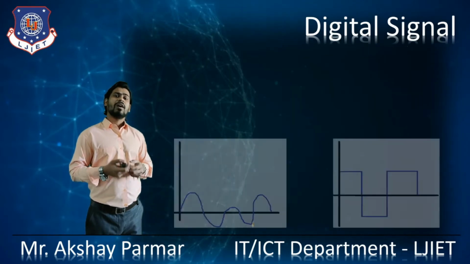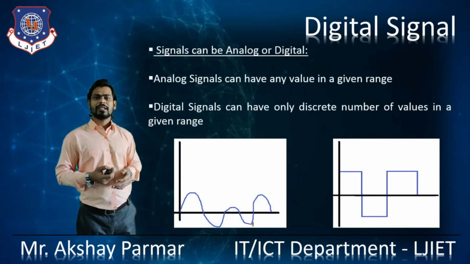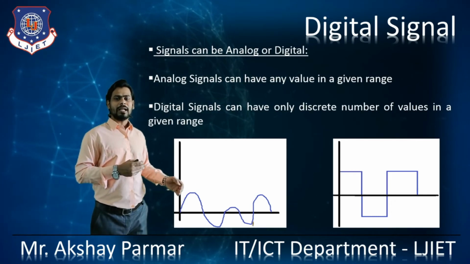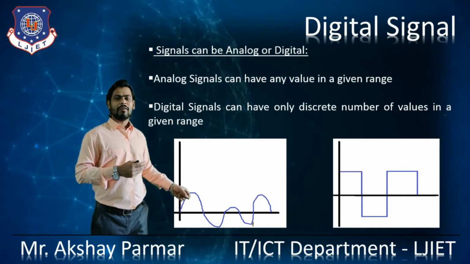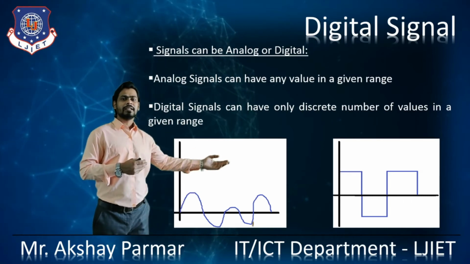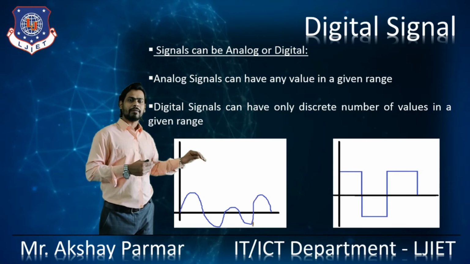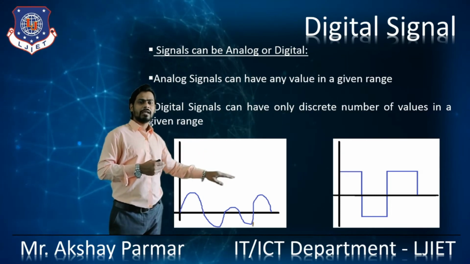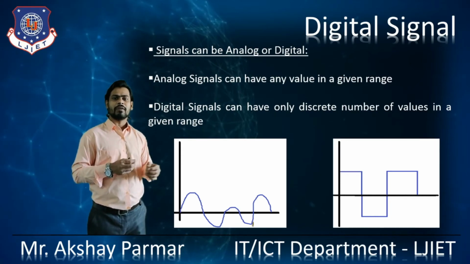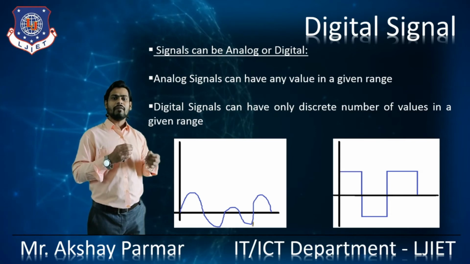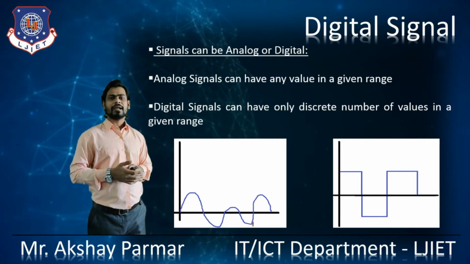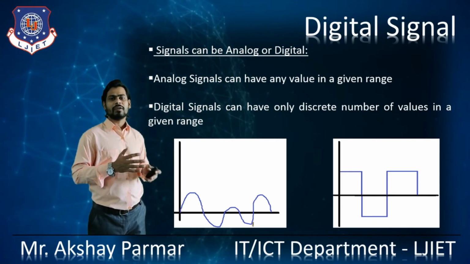Signals can be digital or analog. Analog signals can have any value between the given range. In this figure you can see the analog signal, where you can take any value in the given time interval. But in the digital signal you can only get the value at a particular level, like 1, 0, or minus 1, and so on. Digital signals can only have a discrete number of values in the given range, whereas in analog signals we can get any value between the given range for our measurement.